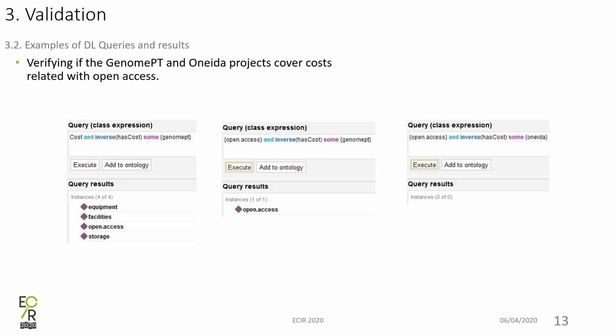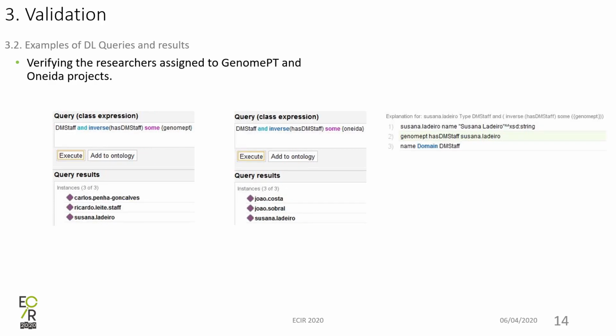We verified if both projects had any costs related to open access. As can be seen, only the Genome PT project contemplates costs associated with open access, with ONEDA having no such costs. The second example looks at the researching staff mentioned in the DMP. As can be seen, only one staff element is common to both projects, Susana Ladeiro. This can allow us to infer that this researcher's associated costs must be insured by both projects.